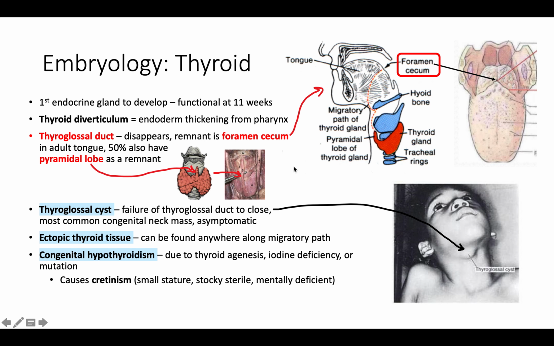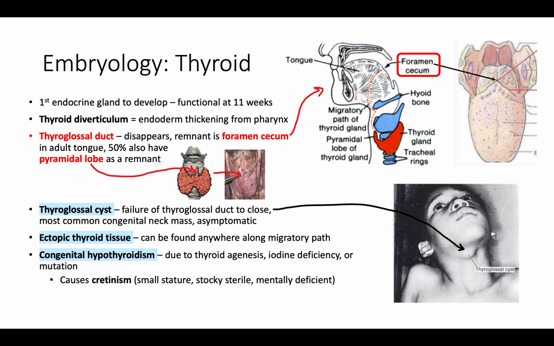And then in 50% of adults, they have that pyramidal lobe as a remnant, and you can see it right here in this picture. A thyroglossal cyst is a failure of that thyroglossal duct to close, and it's the most common congenital neck mass, and it's going to be midline. So sometimes they can trick you with one that's more lateral, and that's going to be a branchial cyst, but this midline cyst is the thyroglossal cyst. Ectopic thyroid tissue can be found anywhere along this migratory path from the tongue down to where the thyroid sits.